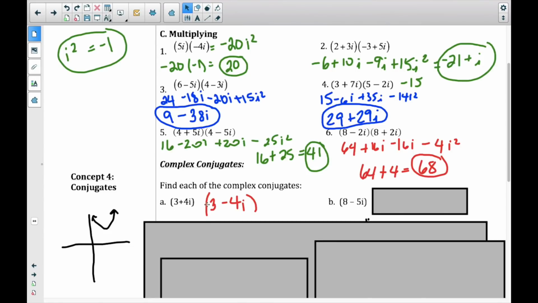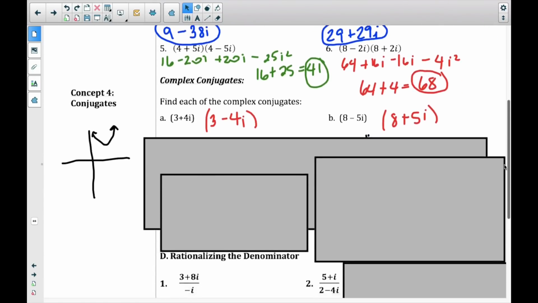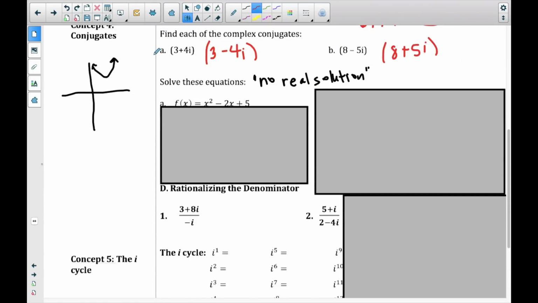So the conjugate here, 3 plus 4i, its conjugate is 3 minus 4i. Take a second. Do you know what this one is going to be on letter B? 8 minus 5i, what's the complex conjugate? Hopefully you said it was 8 plus 5i. Okay, I'm going to skip down a little bit.